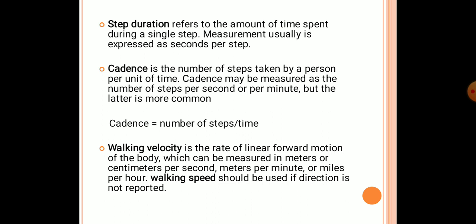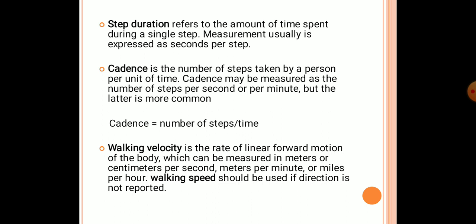Next is walking velocity. Walking velocity is the rate of linear forward motion of the body, which can be measured in meters or centimeters per second. The basic definition of velocity is the linear movement of a particular subject in relation to time. Whenever we are not mentioning the direction of that movement, then we can call it the speed of the gait, or walking speed.